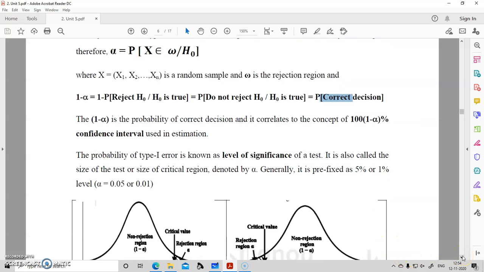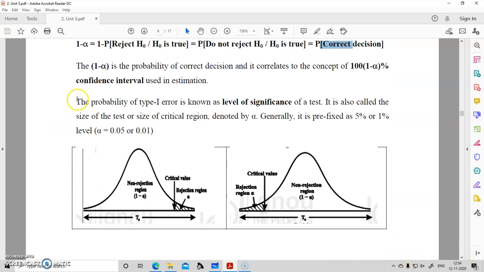This is known as the level of significance. Alpha is known as the level of significance. The probability of type 1 error is known as the level of significance. What is the probability of committing type 1 error? It is known as the level of significance of the test. For example, if you are supposed to take a 95% confidence level, but you have taken a 99% confidence level, as you increase the confidence level, the chance of committing error will be more.